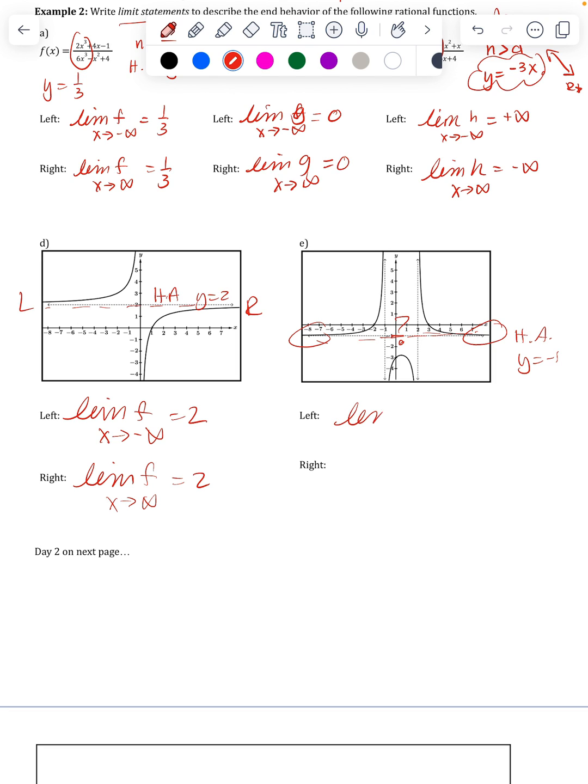So both the left and the right ends will be approaching that horizontal asymptote, which is at -1. So just keep in mind that if you have a horizontal asymptote, both ends will approach it. And the only time you have to think harder is if you have a slant asymptote. And then you've got to figure out whether they'll be going up or down. So that is the end of day 1.